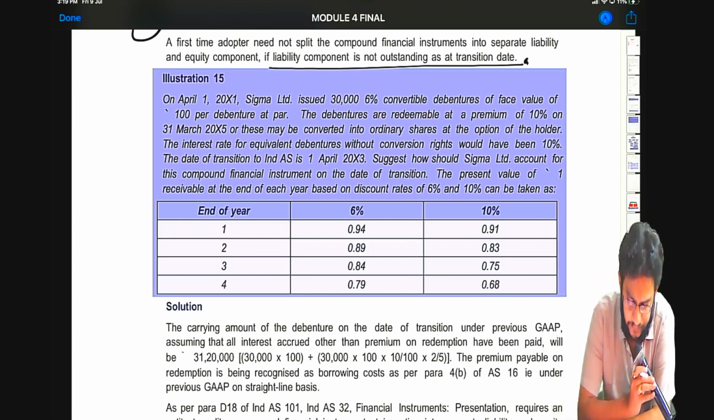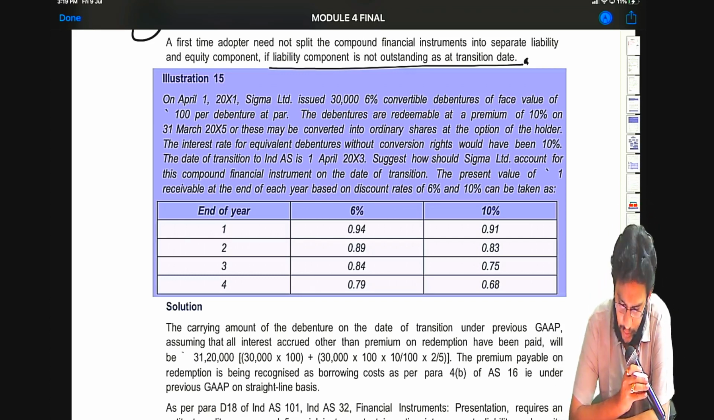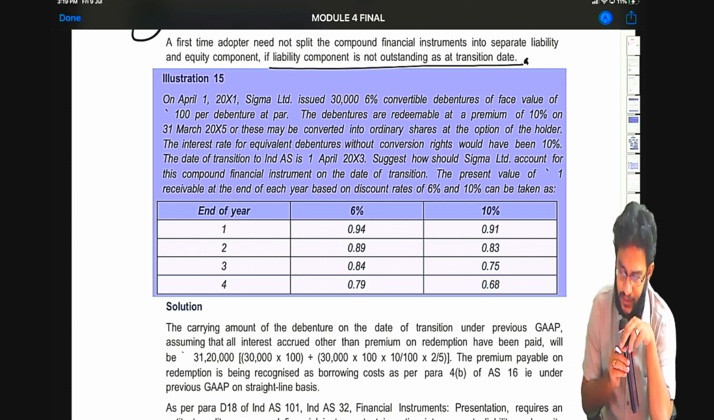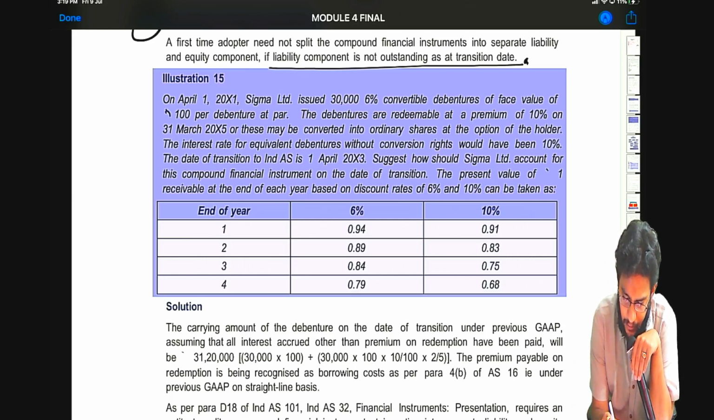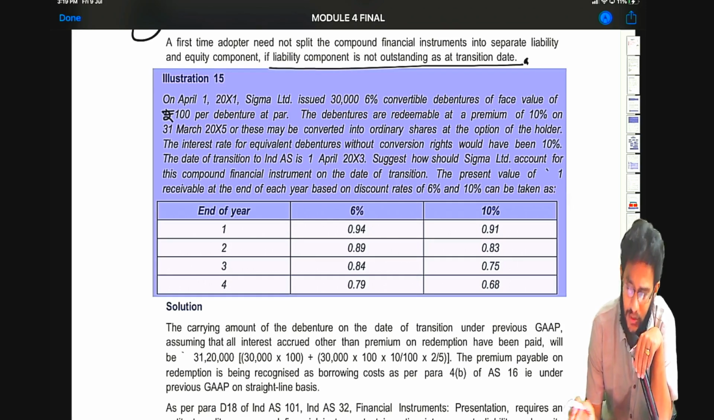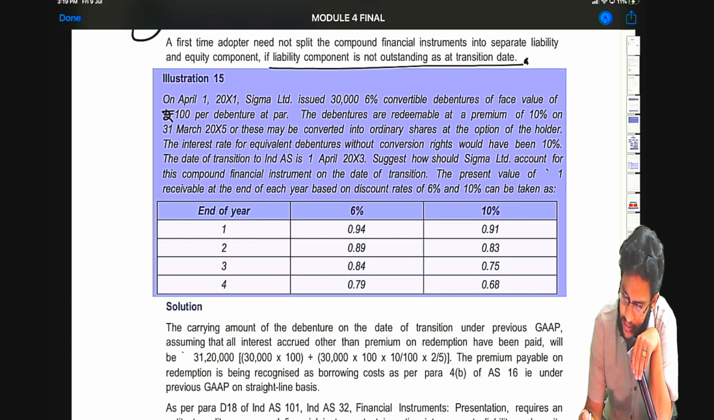But anyway, let's read. On 1st April 2001, Sigma issued 30,000 6% convertible debentures on the face value of rupees 100 per debenture at par. The debentures are redeemable at a premium of 10% on 31st March 2005, or these may be converted into ordinary shares at the option of the holder. So the holder's choice is there. Very good. The interest rate for equivalent debentures without conversion rights would have been 10%. This is the market interest rate, so 10%. The transition date to Ind AS is 1st April 2003.